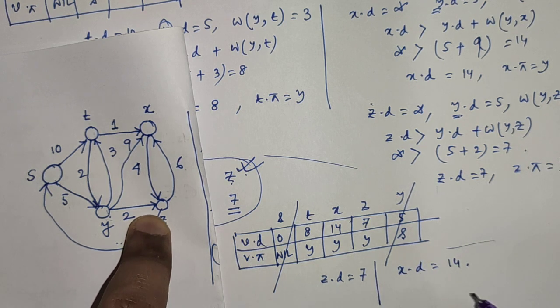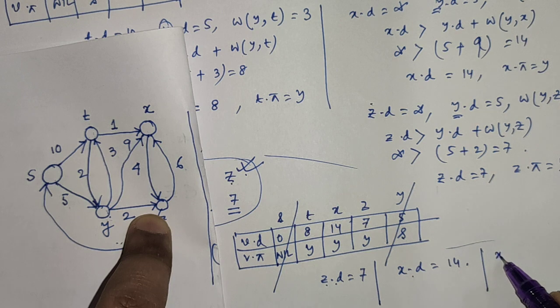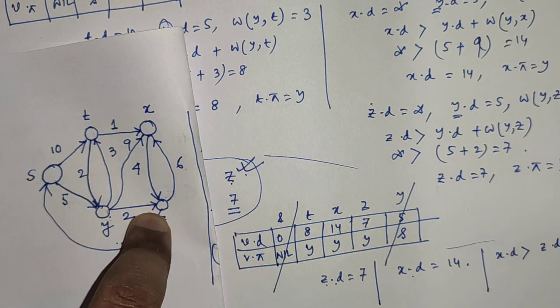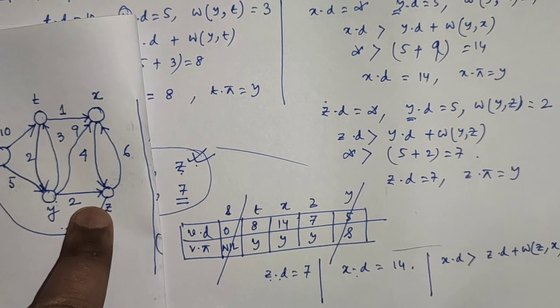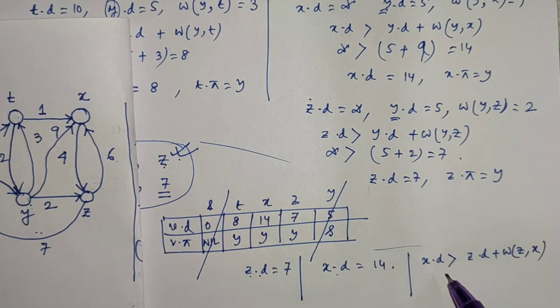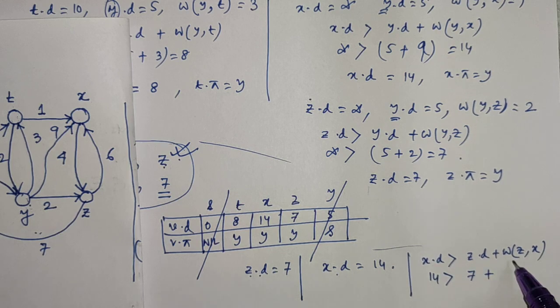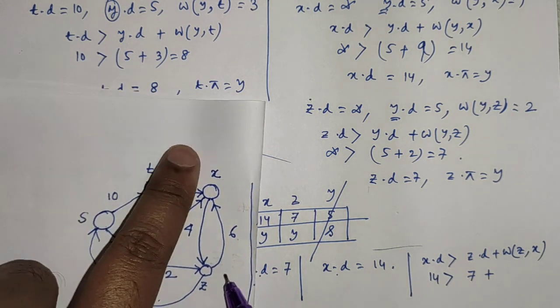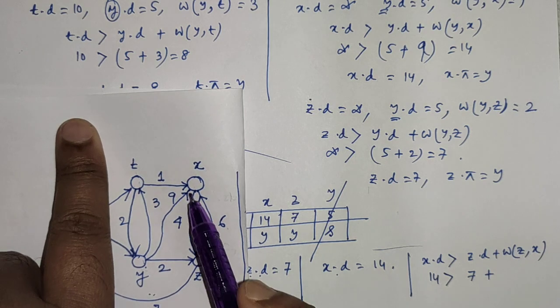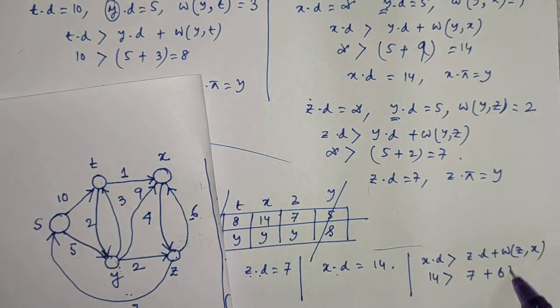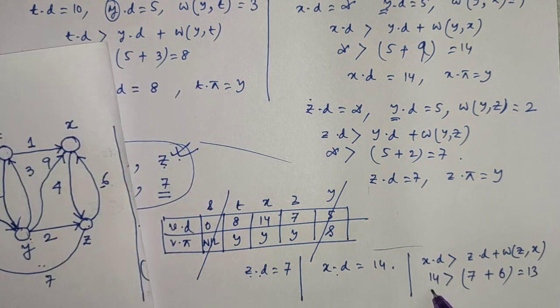Okay. So apply relaxation from z to x if possible. So the formula for z to x means x dot d is greater than z dot d plus w of zx. I do not know whether it is possible or not, but you have to check it. What is x dot d? 14 is greater than. What is z dot d? 7 plus. What is w of zx? That is the edge weight between z to x. What is it? It is 6. What is the value? 13. Yes, 14 is greater than 13.